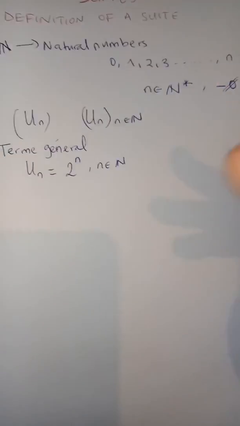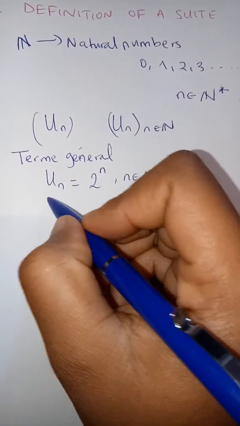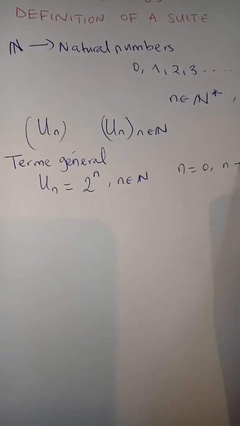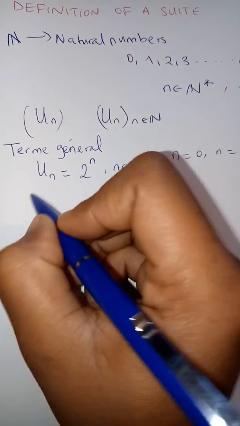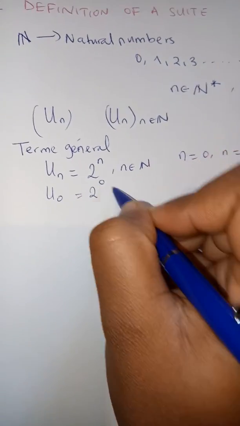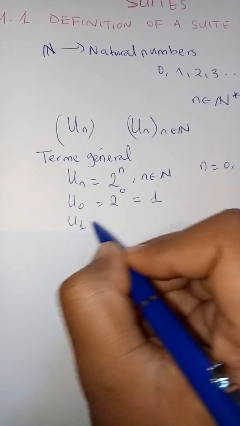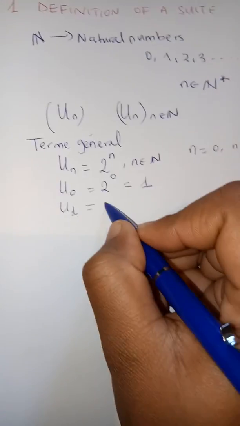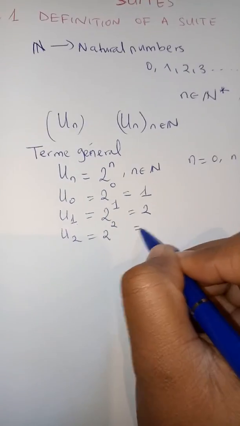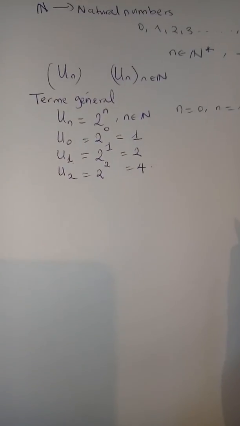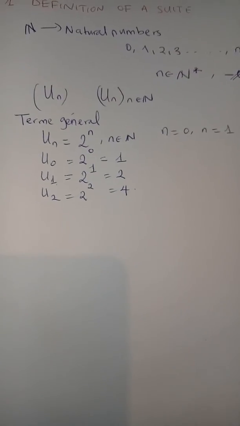So if we're asked to find the first 3 terms of this suite, I can say for n equal to 0, n equal to 1, n equal to 2. For n equal to 0, u0 is 2 raised to the power of 0, and 2 raised to the power of 0, of course, we know is 1. For u1, I can say 2 raised to the power of 1, which is 2. u2 is 2 raised to the power of 2, which is 4. This is when you're defining the suite according to its terme général.